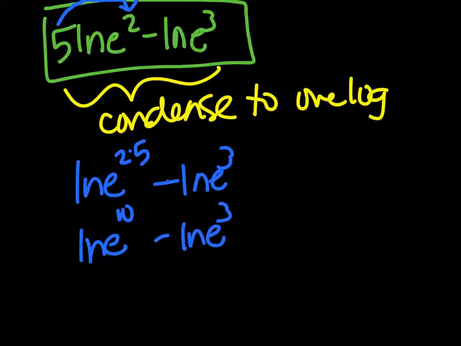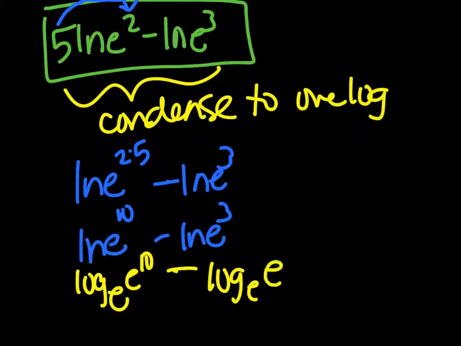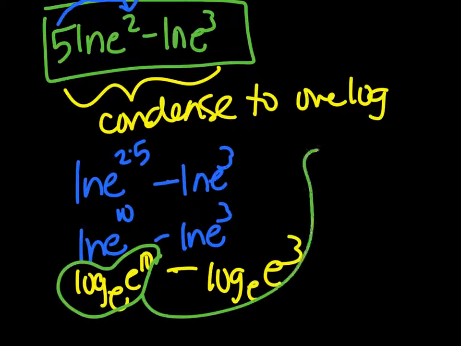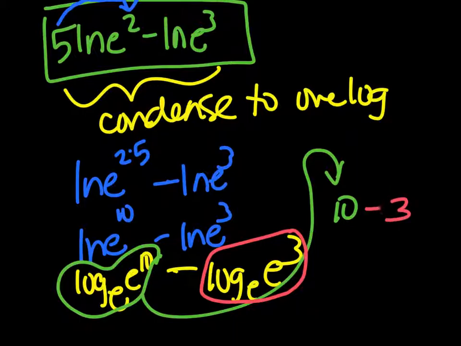And if you remember, natural log is log base e. And so as long as my two bases are the same, my answer to this part is going to be 10. My answer to this part is going to be 3. 10 minus 3 will give me 7.